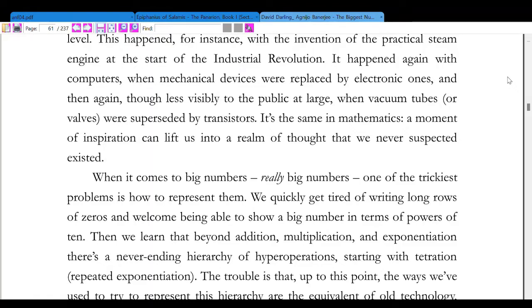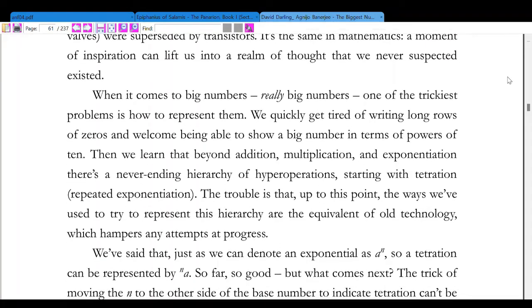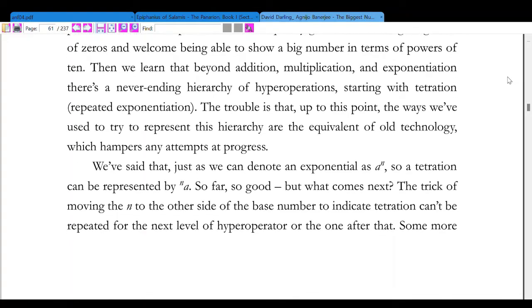When it comes to big numbers, really big numbers, one of the trickiest problems is how to represent them. We quickly get tired of writing long rows of zeros and welcome being able to show a big number in terms of powers of 10. Then we learn that beyond addition, multiplication, and exponentiation, there's a never-ending hierarchy of hyperoperations starting with tetration, repeated exponentiation.